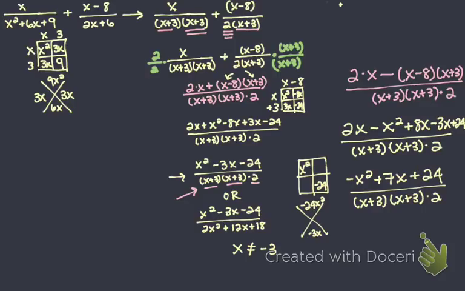And so what I can do instead is leave it as I have it here, or once again I can rewrite the denominator as 2x squared plus 12x plus 18, and the numerator stays negative x squared plus 7x plus 24. And thinking about the values that would be excluded, it still remains the same, that x cannot be equal to negative 3.